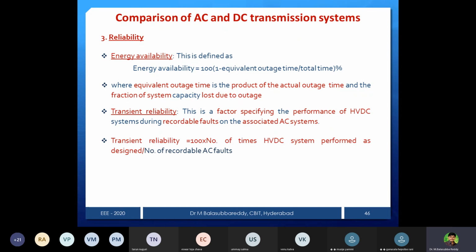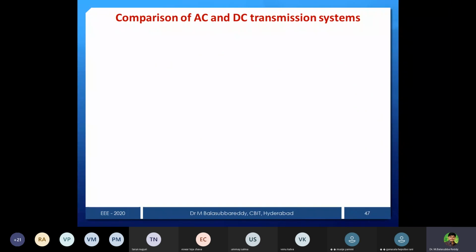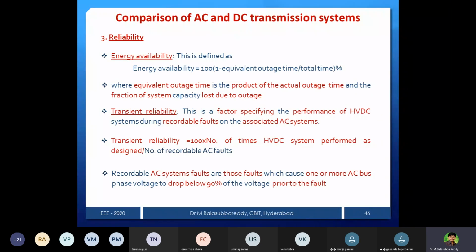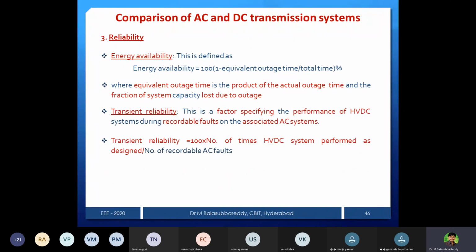Now there is the formula for transient reliability: the number of times the HVDC system performed as designed, divided by the number of recordable AC faults. So based on that we can easily identify which device is a faulty device. That thing is mentioned here. These are the two formulas.